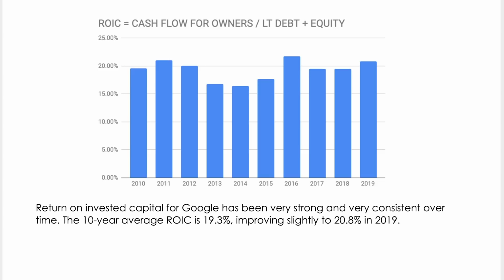You can also see that the 10-year average ROIC has been 19.3%, and that has improved to 20.8% in 2019. And that's another thing that I look for. Not only am I looking for their ROIC to be consistently above 10%, but I want to see that their short-term ROIC is higher than their 10-year average. I want to see that they're improving over time. And in Google's case, they're not improving substantially. It's pretty similar over time, but it's certainly not dropping off as the business is growing.